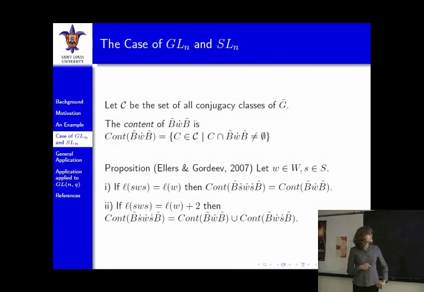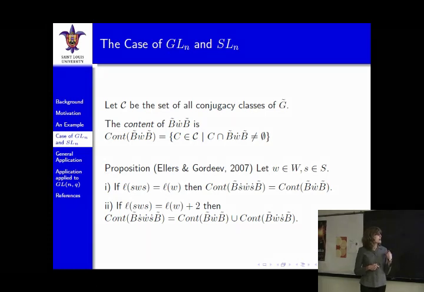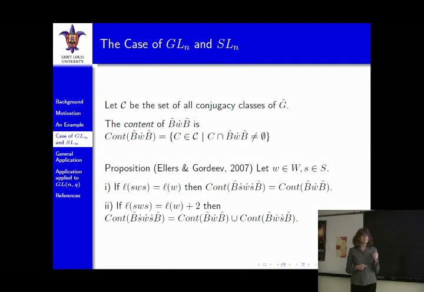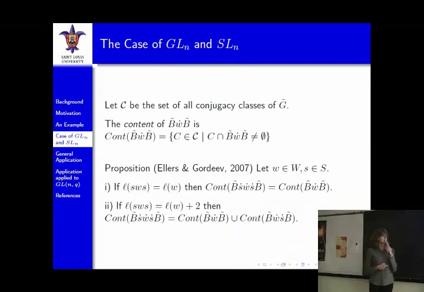All right, now if the length, this little script L means the length. We talked about what the length of an element in the Weyl group means. If the length doesn't change when you conjugate by S, S is an element of order 2, so this is conjugation. If the length doesn't change, then the content doesn't change. They have exactly the same content. They intersect the same conjugacy classes. They might intersect them in different places. They probably will, but they'll intersect the same ones.